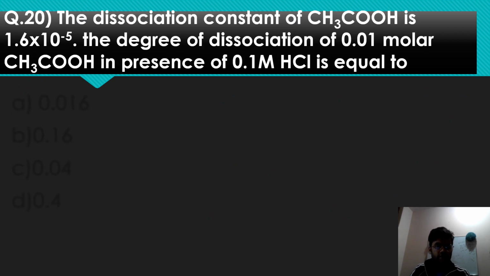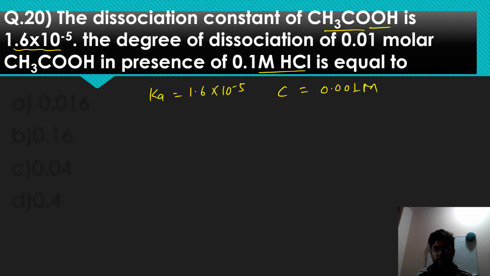So next question. The dissociation constant of CH3COOH is 1.6 into 10 to the power minus 5. Dissociation constant Ka equals 1.6 into 10 to the power minus 5. The degree of dissociation of 0.01 molar CH3COOH is asked, in the presence of 0.1 molar HCl. Therefore, CH3COOH is a weak acid and the other is a strong acid, so we can see the common ion effect here.